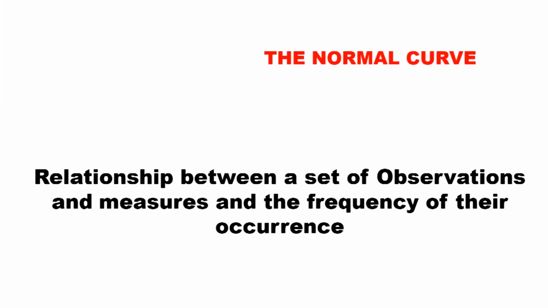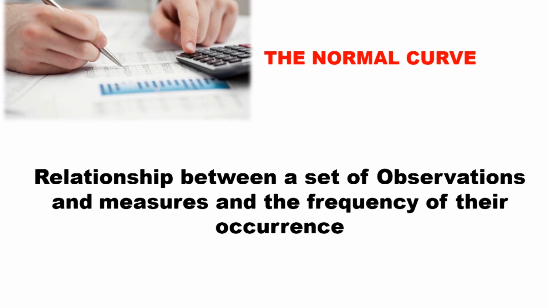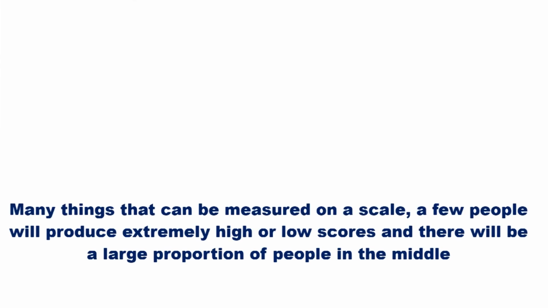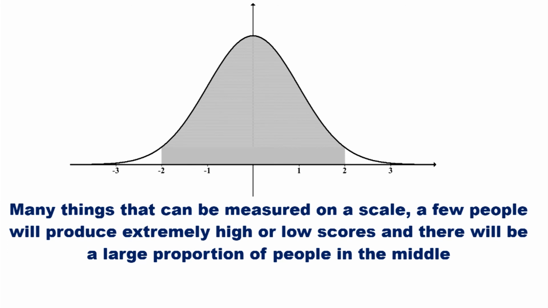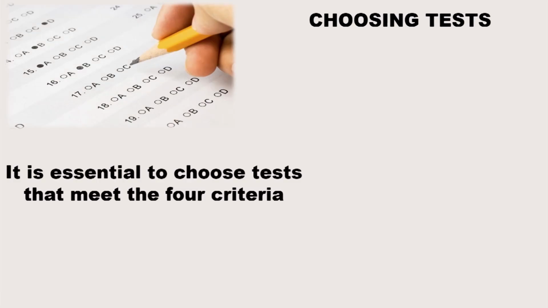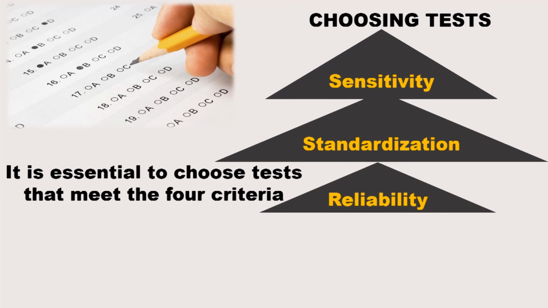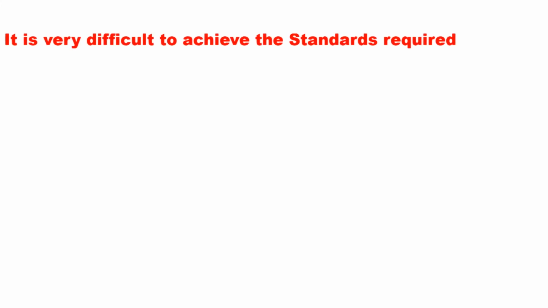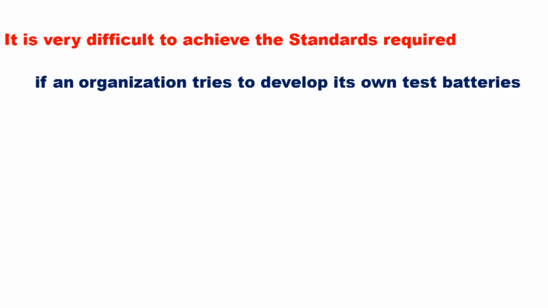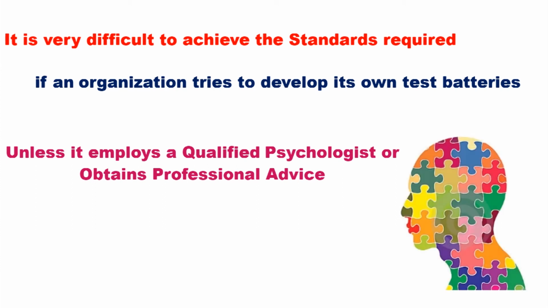This describes the relationship between a set of observations and measures and the frequency of their occurrence. It indicates that on many things that can be measured on a scale, a few people will produce extremely high or low scores, and there will be a large proportion of people in the middle. Choosing tests. It is essential to choose tests that meet the four criteria of sensitivity, standardization, reliability, and validity. It is very difficult to achieve the standards required if an organization tries to develop its own test batteries unless it employs a qualified psychologist or obtains professional advice.